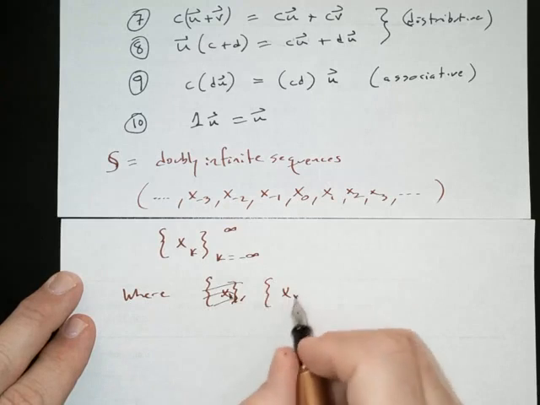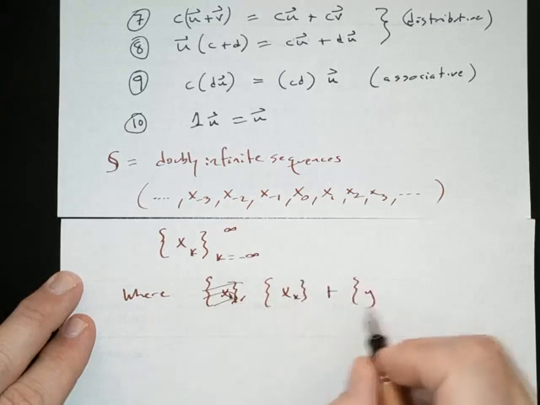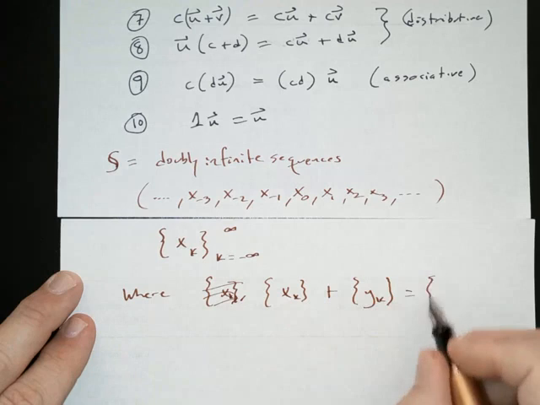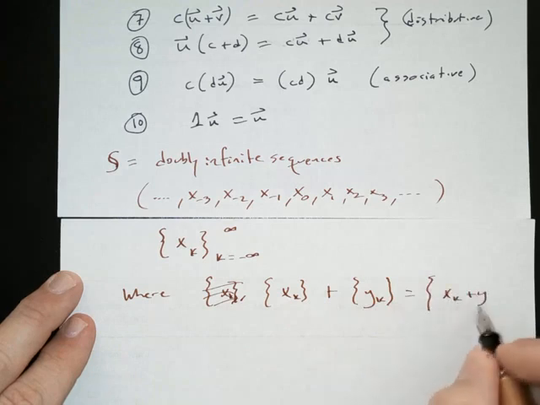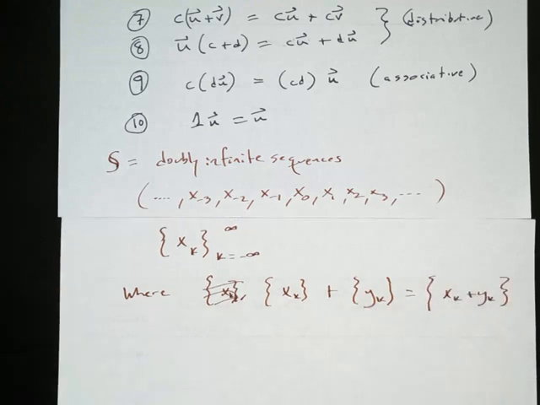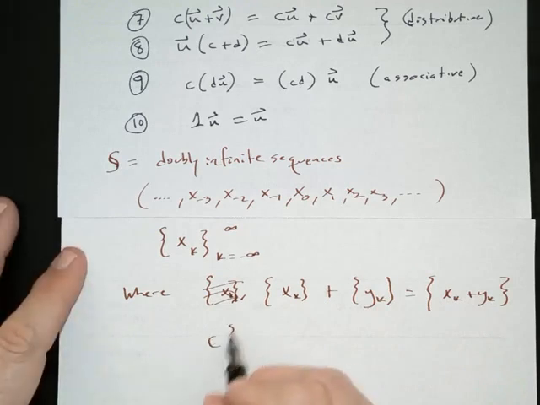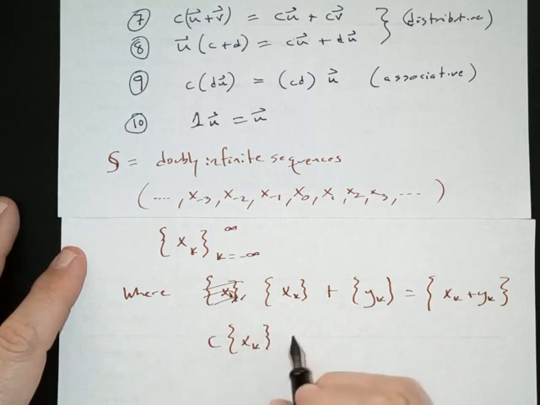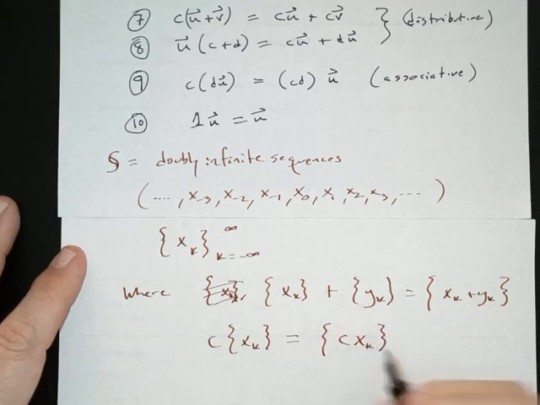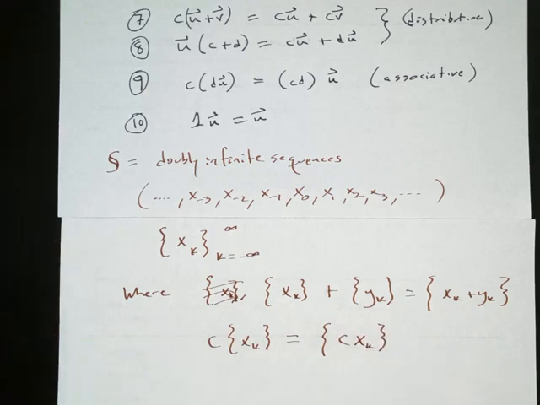Let's try that again. xk plus yk is add each corresponding entry. And multiplying by a scalar means you multiply every single entry in the sequence by that scalar. What the actual?